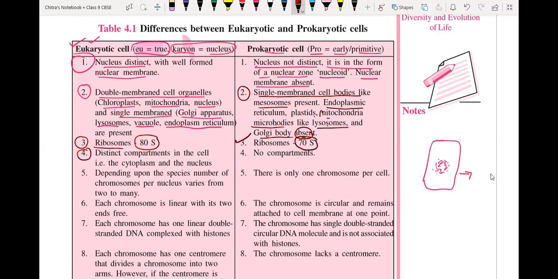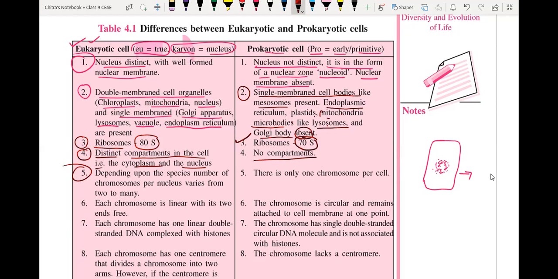Difference number 4, distinct compartments in the cell. In eukaryotic cells, the cytoplasm and nucleus are present, but no compartment is present in the prokaryotic cell, meaning no different particles or different organelles are seen.